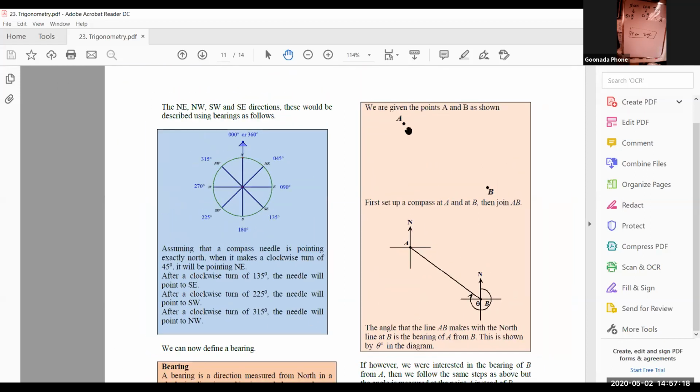So we are given the points A and B as shown here. So we set up a compass at A and B and we join the line. So you draw a compass here, the cardinal points here and the cardinal points here, right? And then join A to B. So the angle that the line AB makes with the north line at B is the bearing of A from B. This is shown by theta degrees in the diagram. So from north to where it is here, as you can see, is how many degrees? Anybody can tell me?